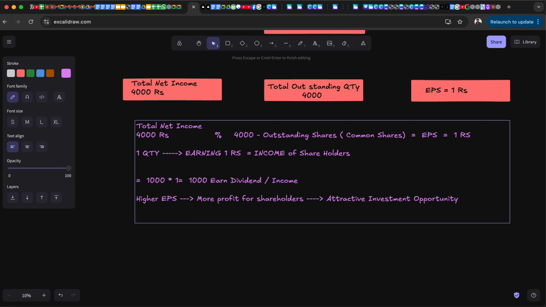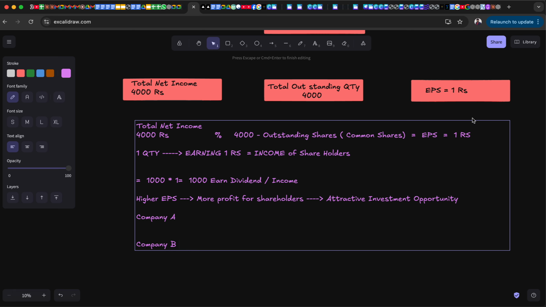For example, let's say there are two companies, company A and company B. Both companies are from the same segment, like IT or banking, and you have invested the same amount in both companies. Let's say you have purchased 1,000 shares in both. Company A is offering 1 rupee earnings per share, and company B is offering, let's say, 0.5 rupees earnings per share. So with company B you're going to receive 500, and with company A, your earning would be 1,000 rupees.